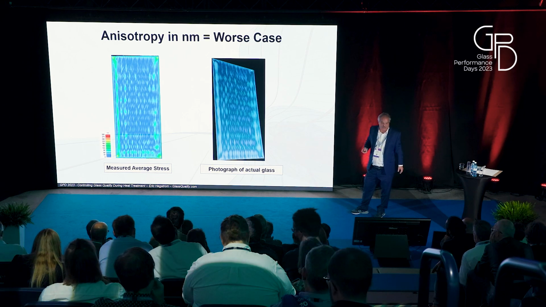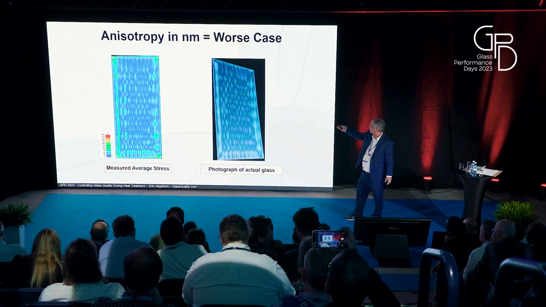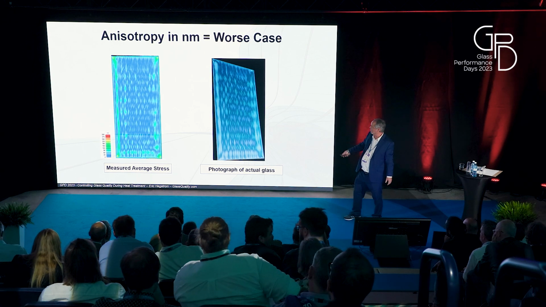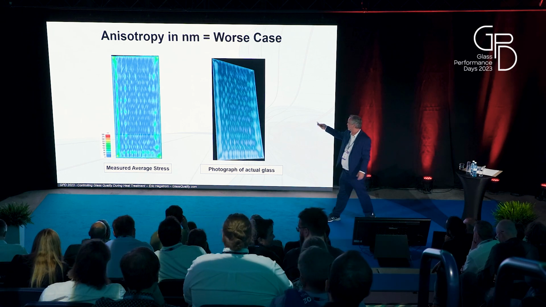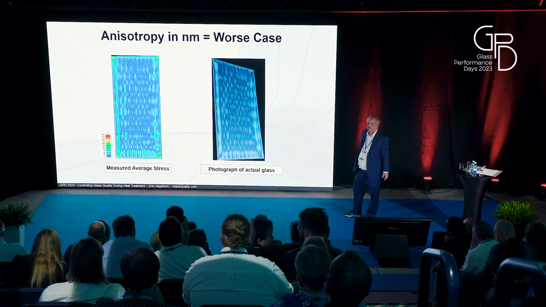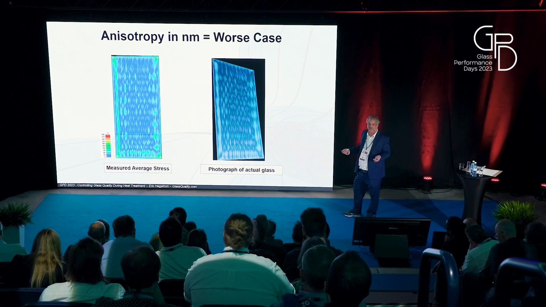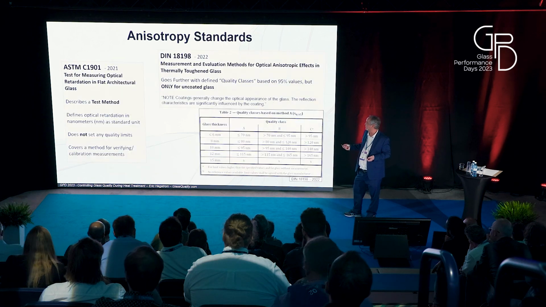And this slide just makes it clear that anisotropy in nanometers equals the worst case iridescence you can see in a part. This is 2 actual real life parts. This is the measured average stress in nanometers on the left, and this is a picture of the actual part. So it's just kind of a smell test to show this actually works. And this is what ASTM decided how anisotropy would be quantified in nanometers.